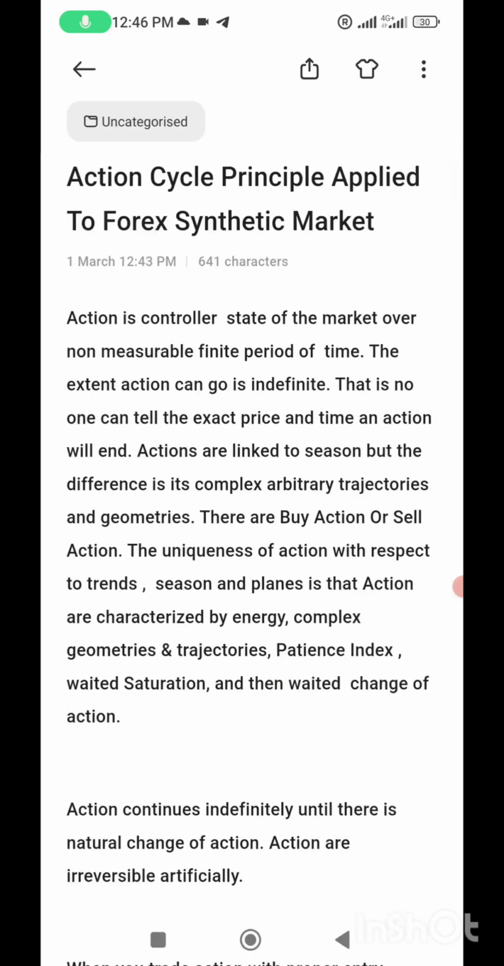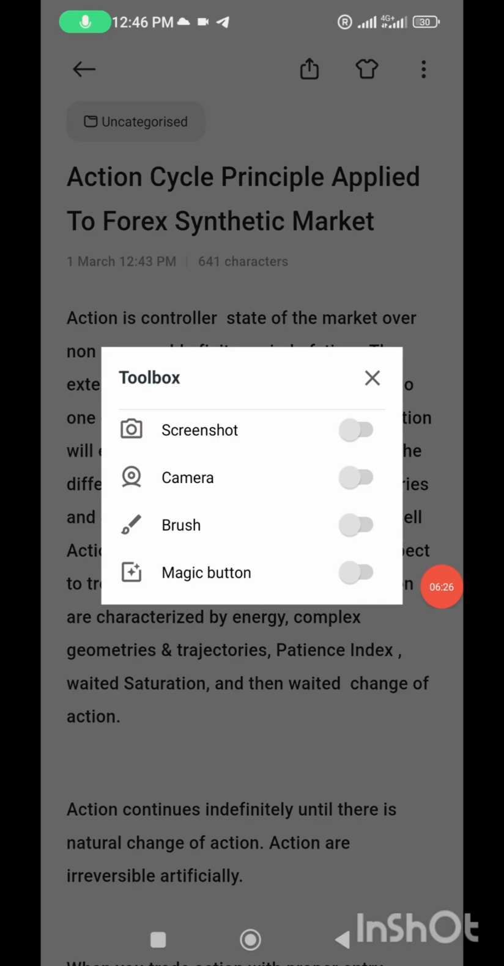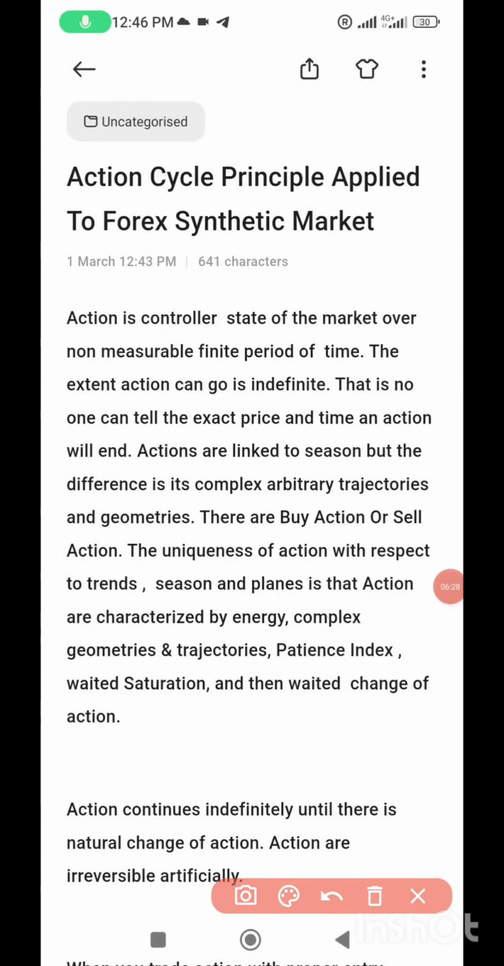Okay, now what is an action and how do we deploy this? I will start with some illustrations and then we go to the chart for real application. Take for instance a market that wants to make a movement to a particular point. It is not actually going to just follow a path of least action.